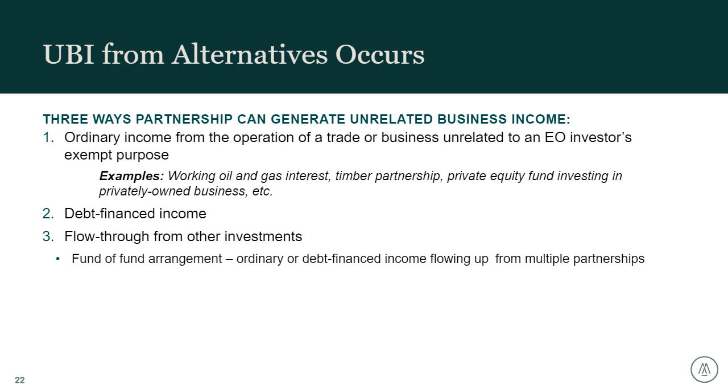The next most common is debt financed income. And that could be interest income, realized gains from some sort of sale of a debt financed asset, or even dividend income. And then flow through from other investments. So in a fund-to-fund arrangement, there could be ordinary or debt financed income flowing up to the partnership that you're actually invested in.